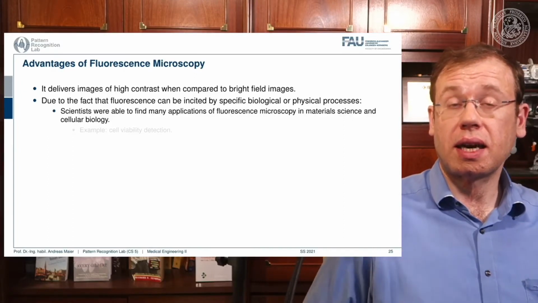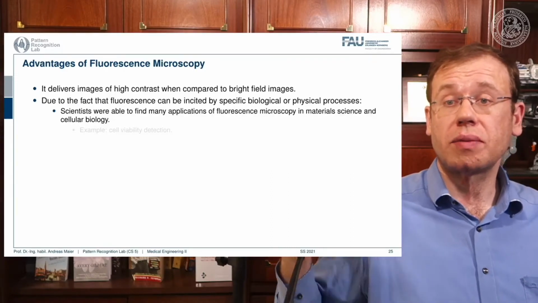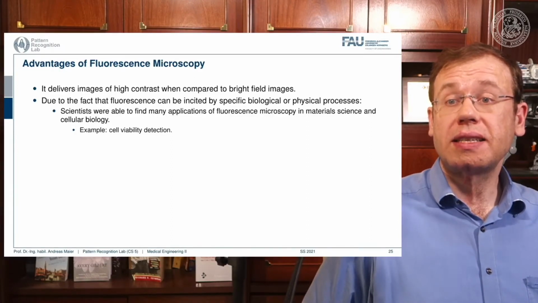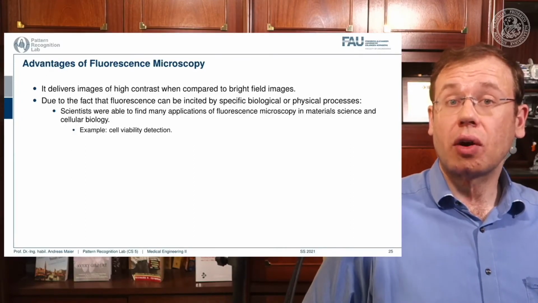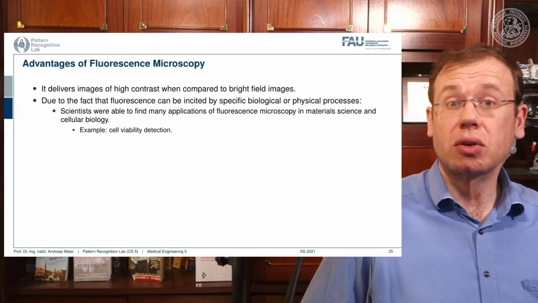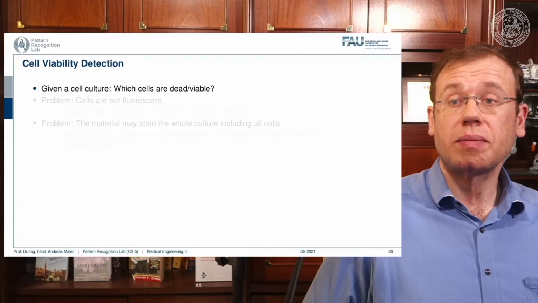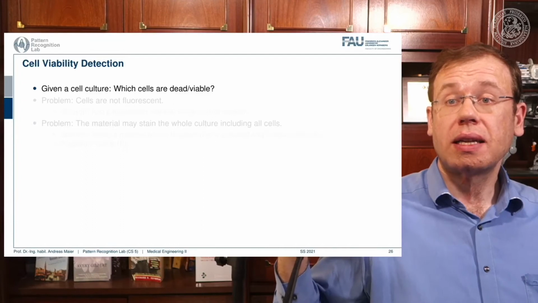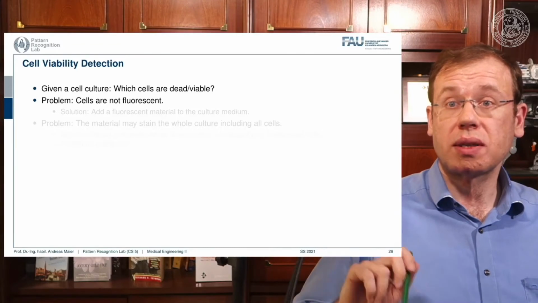So this is a kind of a problem, but by now these effects are studied very well, and you can find it in literature. And one example where this is very commonly used is the cell viability detection. So here we can use dye to figure out whether a cell is still alive or not alive. So we can use it as a kind of functional contrast in a microscopic image. So let's say we have a cell culture and we want to figure out which cells are dead and which cells are alive. Then by default, typically cells are not fluorescent, so we have to do something about that.